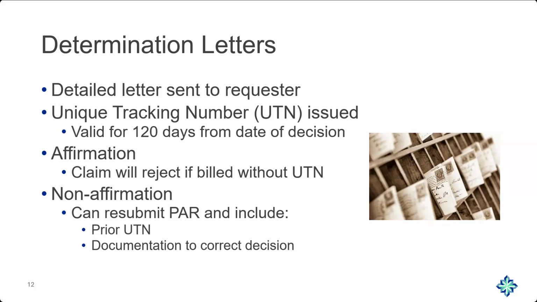If the decision is non-affirmed, what you can do then is resubmit your prior authorization request, and you'll want to include the prior UTN if you have one, and also include any additional documentation that you think will help correct the decision from non-affirmed to affirmed. So just know that, once you submit that request, if it comes back non-affirmed, take a look at the reason why, and then know that you can send it in again with additional documentation and ask us to unofficially reconsider and make that an affirmed decision.